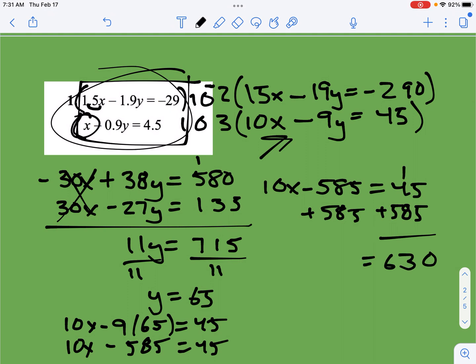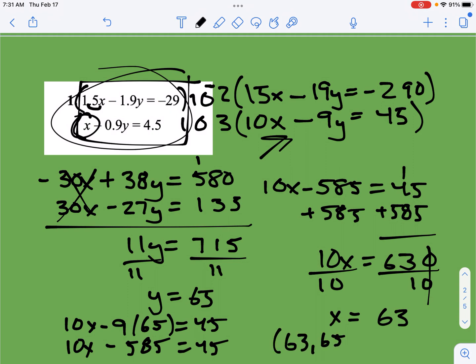I know I'm always in favor of using the calculator, but I do think that you need to know how to do this stuff longhand too, because just for the necessity of testing more than anything. So your zeros cancel, so you get 63 over 1, so you get 63. So your solution is the point 63, 65.